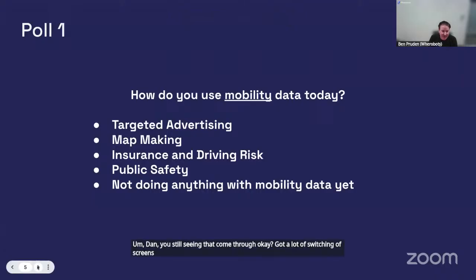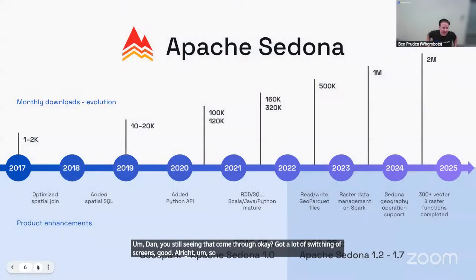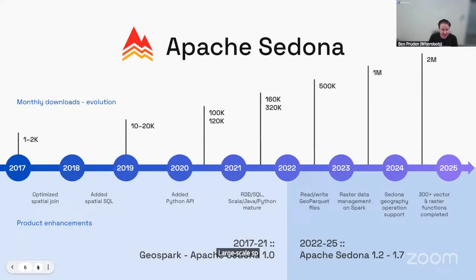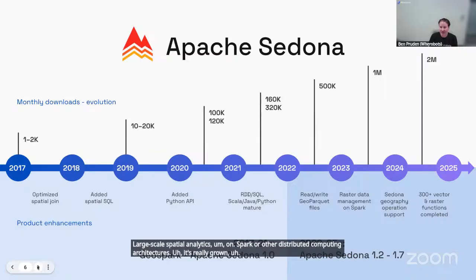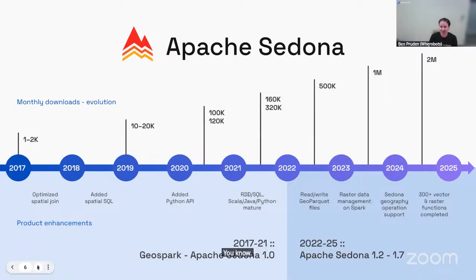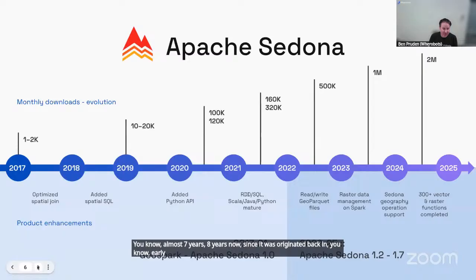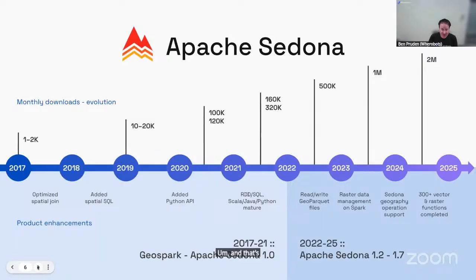Good. All right. So let's talk just briefly about Sedona. Sedona is used by over 20,000 organizations to do large-scale spatial analytics on Spark or other distributed computing architectures. It's grown really quickly over the last almost 7 years, 8 years now since it was originated back in early to mid 2017, or 2015, 16, 17 time period. And that's really because of its broad support of spatial SQL, Python, the ability to read and bring in lots of different data types.